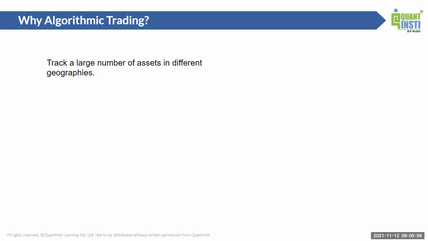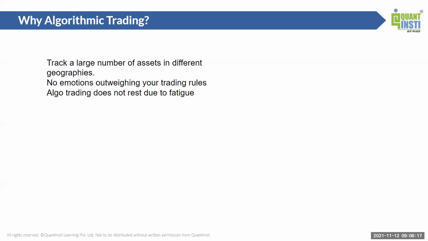And you can keep track of a large number of assets, and if any assets meet your criteria, you can trade in them. Now, the world has become democratized and you can trade in various geographies now. So it is a great place to be, actually. So yeah, that is the first part.